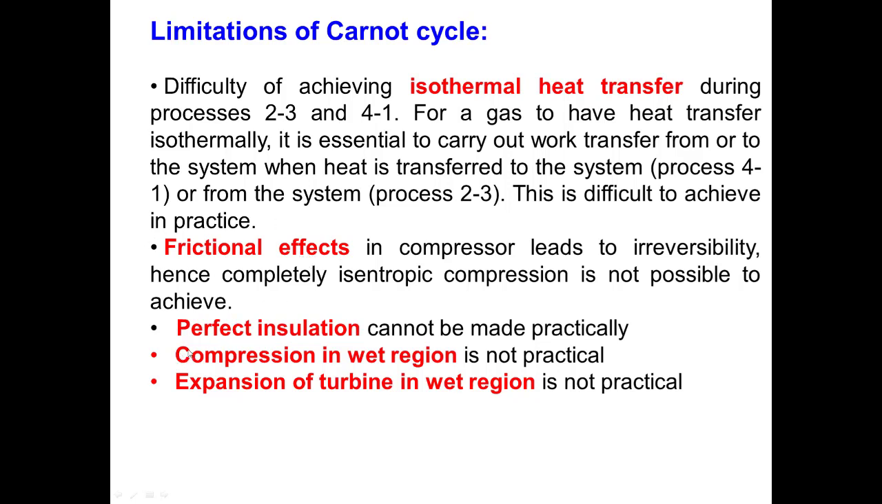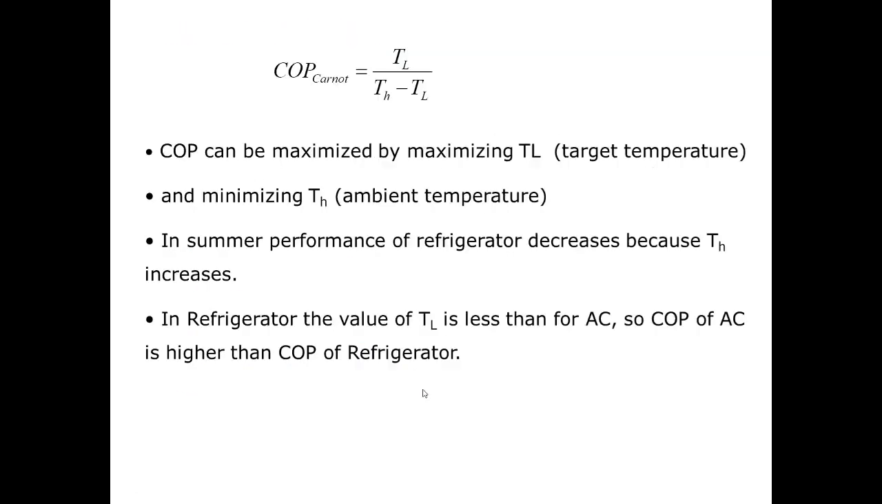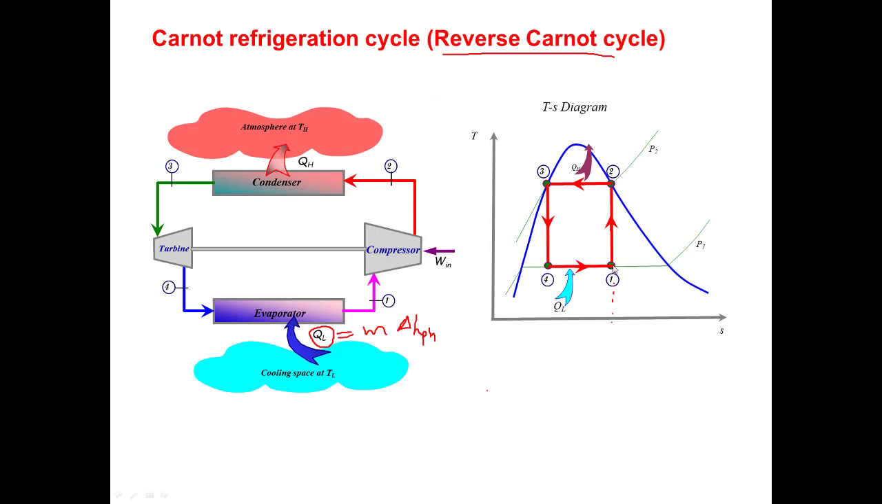And the third reason is the compression in the wet region, similarly expansion in the turbine in the wet region. If you see the diagram like this one, you can see that in the compression process 1 to 2, we are giving wet vapor as input to the compressor. The compressor can work only for gases, for vapor only. If we are providing a mixed region, that means the life of the compressor is very low. The compressor can be damaged very easily.